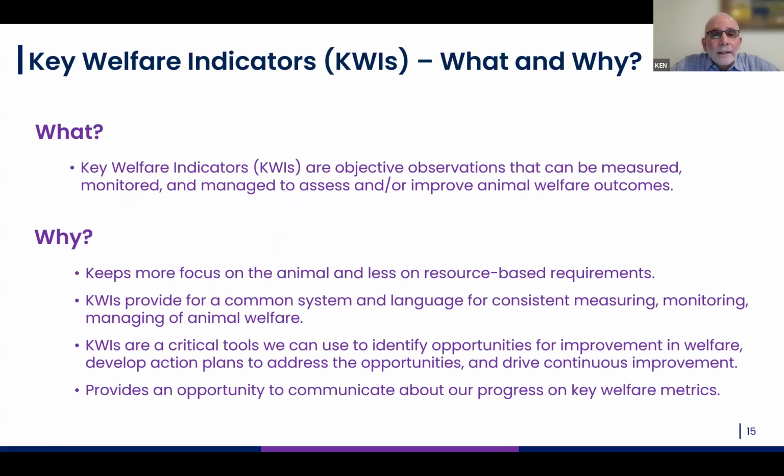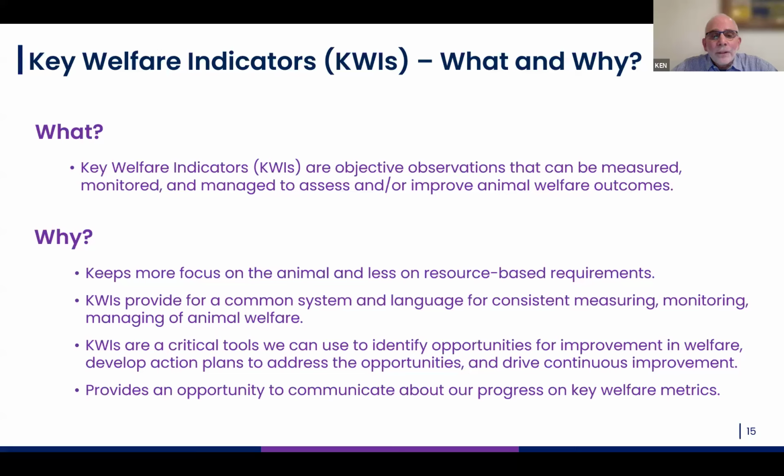So let's again talk about key welfare indicators, what they are and why they're important. Welfare indicators are just objective observations that can be measured, monitored, and managed to assess and/or improve animal welfare outcomes. Pretty straightforward. All of us in production are used to looking at metrics. We know what's good, what's not good, and key welfare indicators are just specific for welfare, things that we measure in welfare.